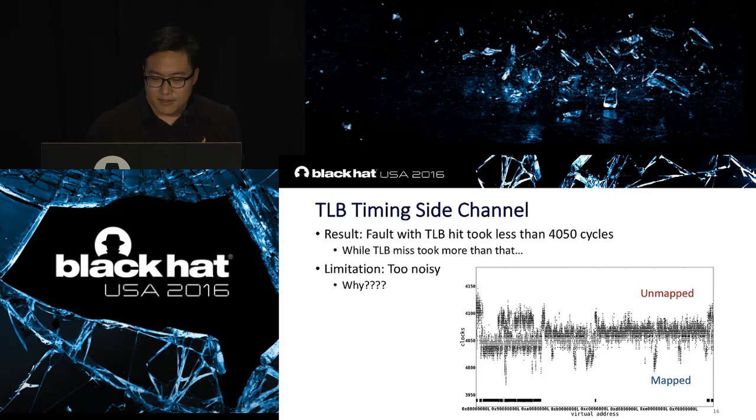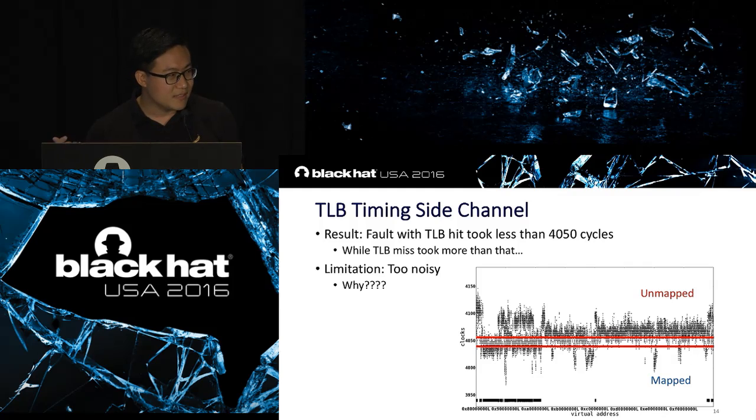By using this method, Hund et al. found that for a specific processor, if a page fault took less than a certain threshold, like 4,050 cycles, then it will be a mapped address. The figure on the right side is a graph from their paper, and there seems to be a tendency of lower timing on the mapped pages at the bottom. However, we can see that the channel is quite noisy. We can see lots of dots around the 4,050 cycles, so it is very hard to distinguish clearly.